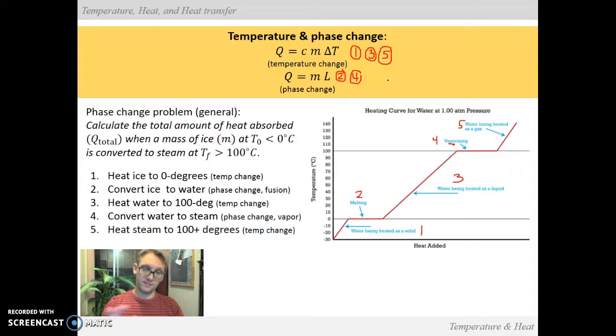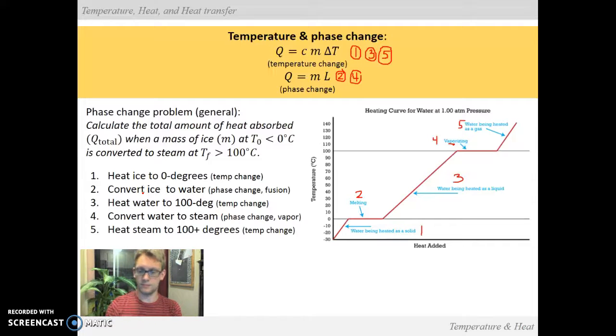So again, you may not find a problem that goes through each of these steps, and it may be going backwards. But the point is that if you're going from one phase to another phase, you have to make sure first that you are at the right temperature or in between the right temperature. So if we started, instead of having ice below 0, right at 0, we wouldn't have to get it back to 0 before it starts doing a phase change. We could just start at number 2 and convert ice into water. That makes sense? Hopefully it does.